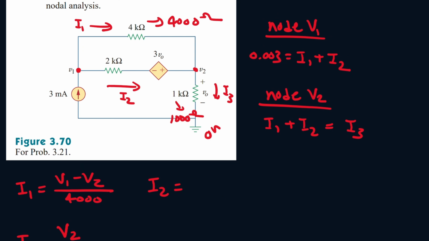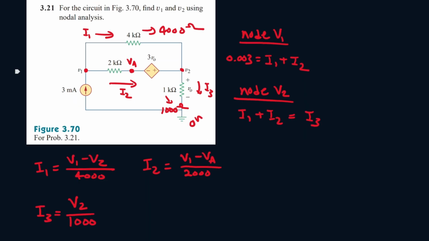So let's see. Alright, so let's call this VA. So V1 minus VA all over 2,000 ohms. Well, technically it would be I2, but what will VA be? Well, if our current keeps traveling in this direction, we see VA will increase by 3 VO, and then it'll equal V2 as it leaves from the positive terminal of this dependent voltage source. So VA plus 3 VO is equal to V2. And if you rearrange for VA, it's V2 minus 3 VO.